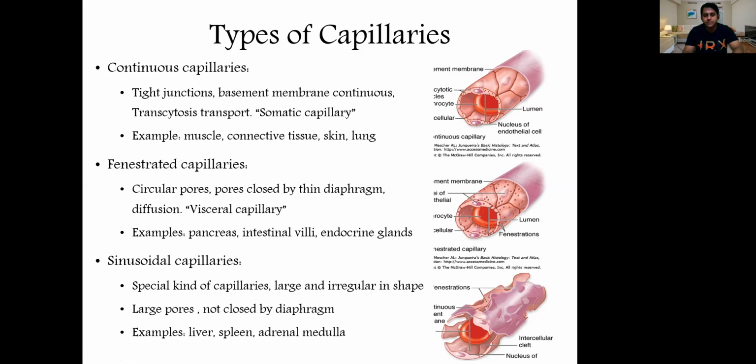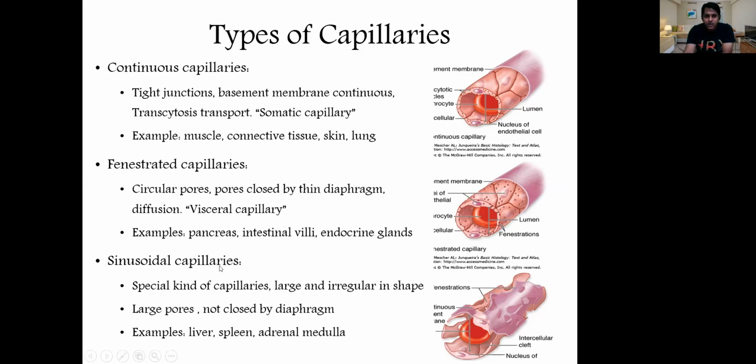Fenestrated capillaries are present in viscera generally. So they are present in the intestinal villi, pancreas, and endocrine glands. So they are also called visceral capillaries. Somatic capillaries are the continuous capillaries. Fenestrated capillaries are visceral capillaries, where, in the intestinal villi, the nutrients have to be absorbed in the small intestine. That is where you need the fenestrated capillaries.